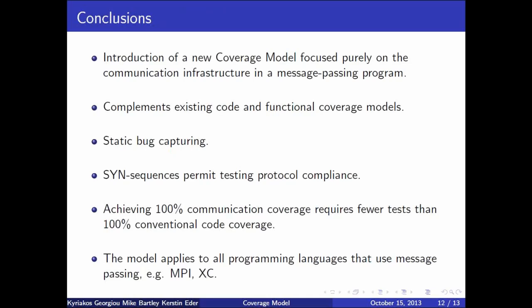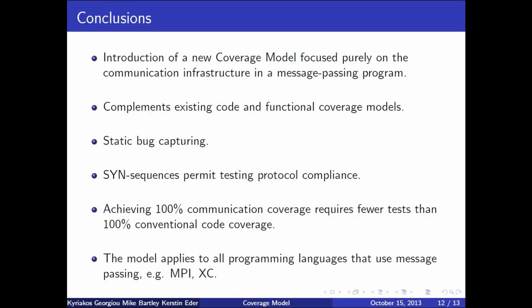So what we have done here is a new coverage model focusing purely on the communication infrastructure of a message passing program. It complements existing code and functional coverage models. It is important because it can capture static bugs which can be really hidden in your code under if statements, and which are very difficult to capture using conventional code coverage like statement coverage. Not difficult, but it will need a lot of test cases to be sure that you address all those bugs.